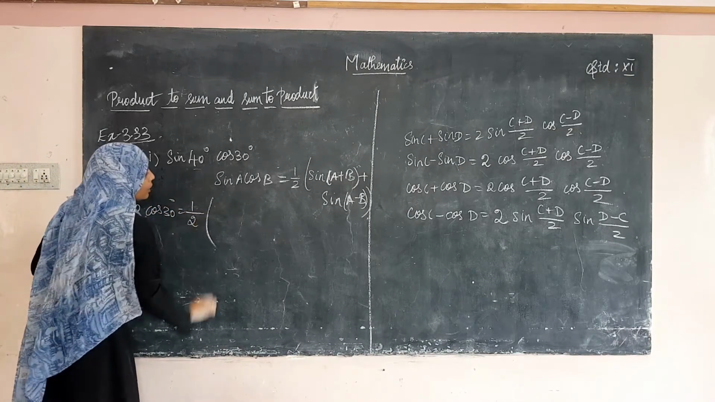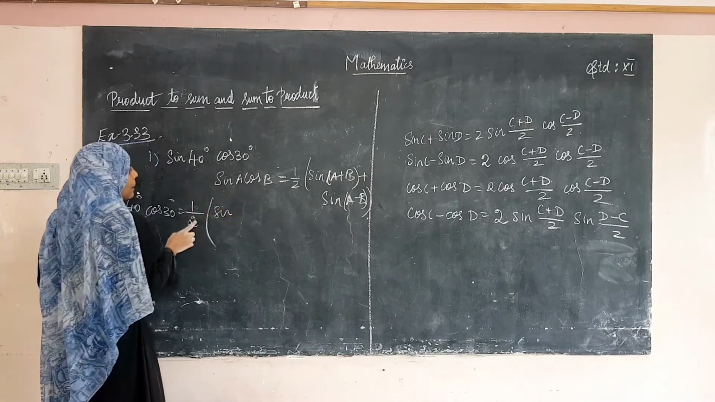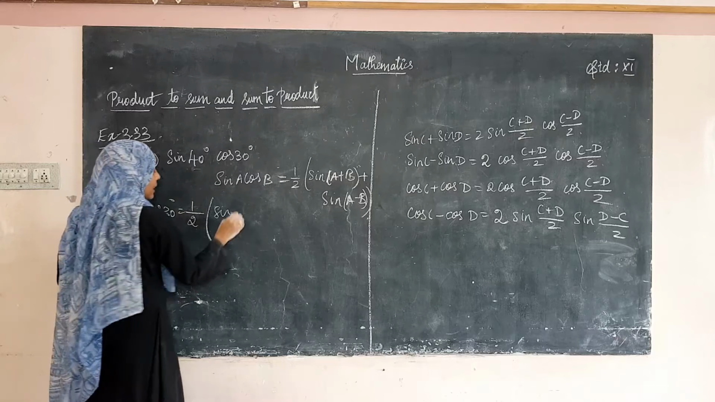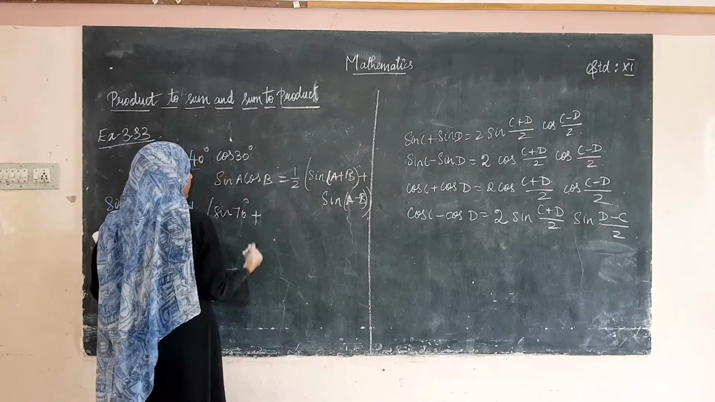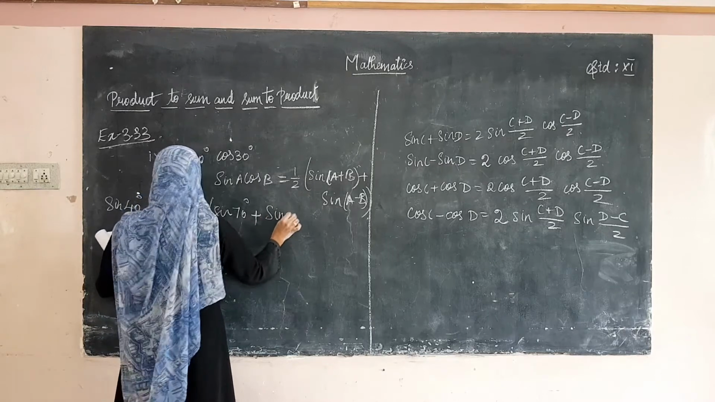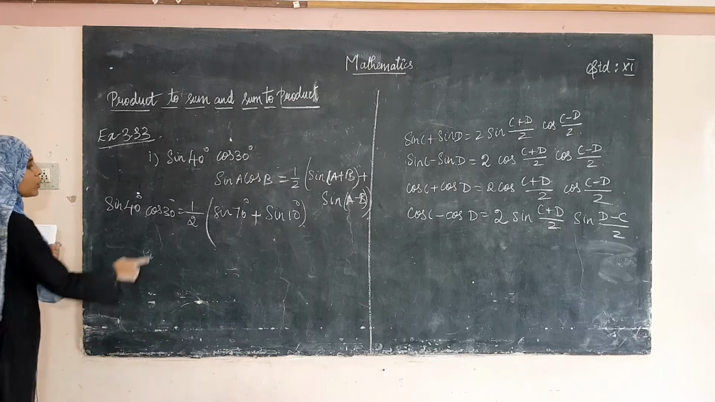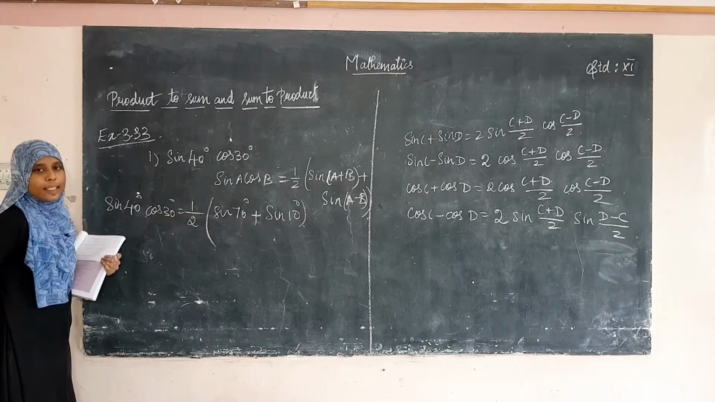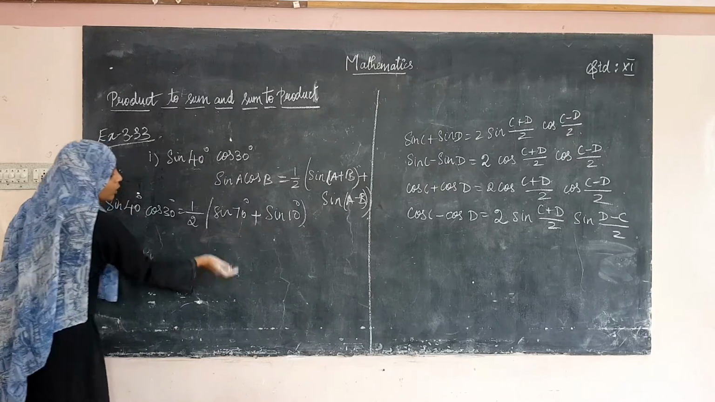So 1 by 2 into, what is sin A plus B? Sin A plus B is 40 plus 30 is 70 degree plus sin A minus B is 40 minus 30 is 10, sin 10 degree. Okay, so the answer is 1 by 2 into sin 70 degree plus sin 10 degree. Hence the product we changed into sum.